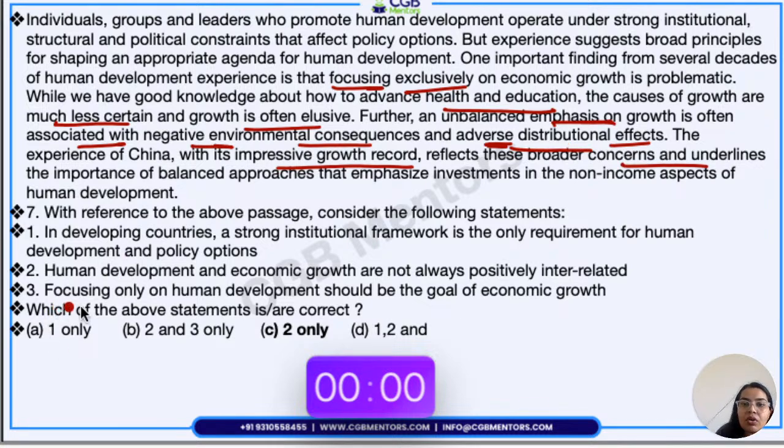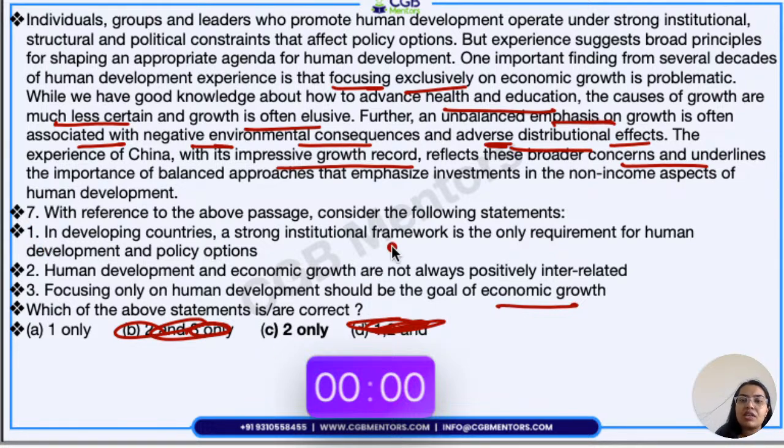Now, focusing only on human development should be the goal of economic growth. ये तो उल्टी बात हुई ना. अभी ऑथर ने क्या बोला है? That focusing exclusively is problematic. तो third out है तो I have two options out. Now only one or only two. Of course both सही नहीं हो सकते. So you eliminate one or select one. किसी में भी आंसर मिल जाएगा.